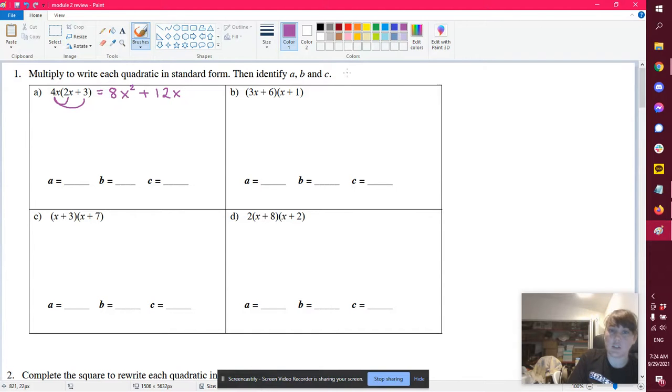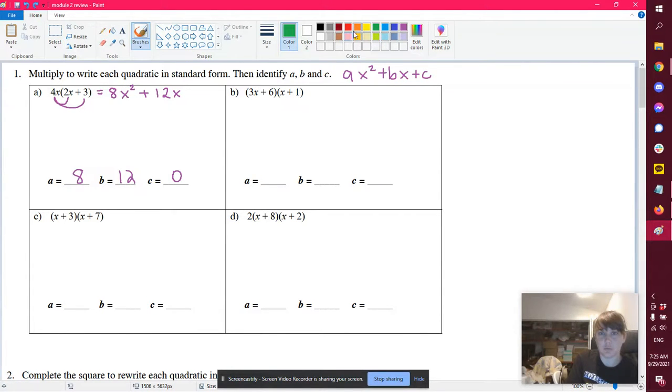Now this a, b, and c stuff: standard form is ax squared plus bx plus c. So the a is just what's next to our x squared term. The b is what's next to our x term. And the c is what number's on the back. If either of these is missing from our equation, if the b or the c is missing, we just write 0. All right, let's do it again.